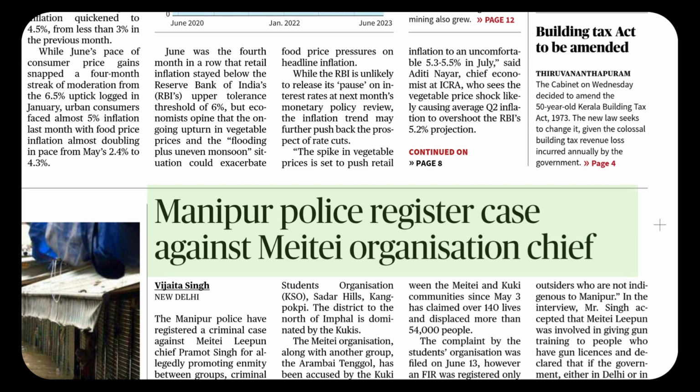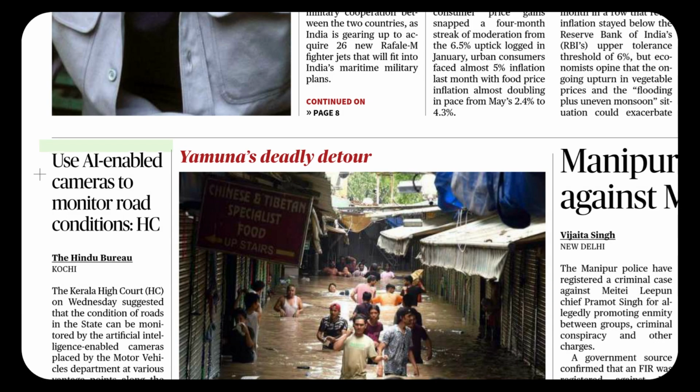Case is registered by Manipur Police against mighty organization chief. So case has been registered. All these language properties can be used here. Now we come to the next news item.